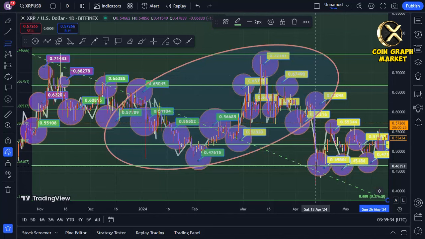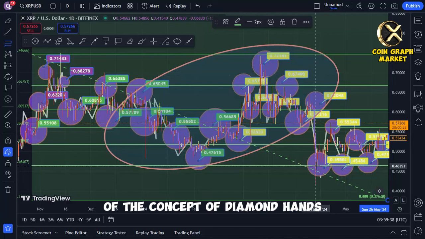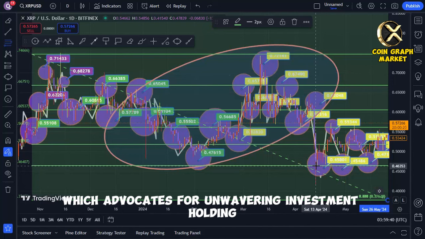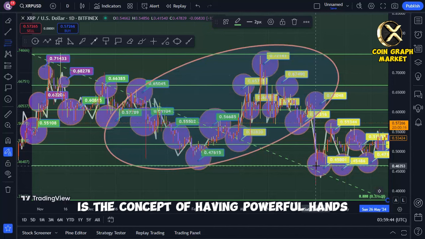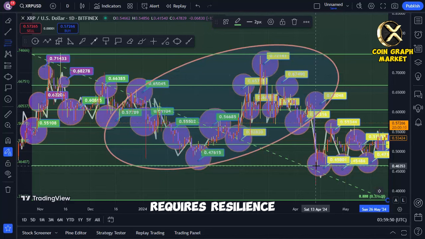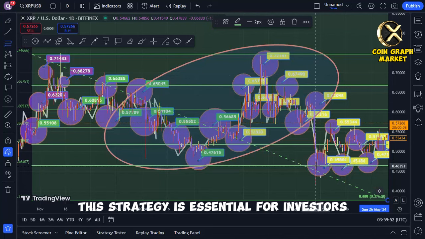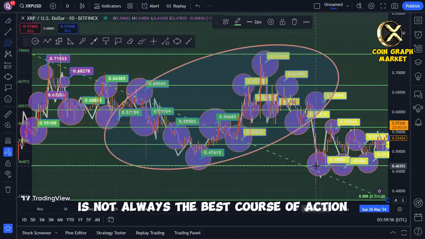effective one. It is common for people to have a misunderstanding of the concept of diamond hands, which advocates for unwavering investment holding. In reality, what we are trying to promote is the concept of having powerful hands. The ability to maintain one's position during market downturns without selling in a panic at inopportune times requires resilience. This strategy is essential for investors, not traders, who need to understand that holding out for an endless period of time is not always the best course of action.